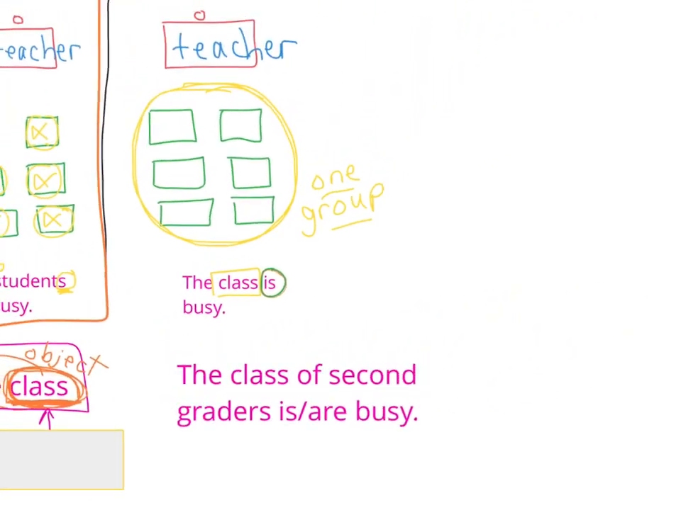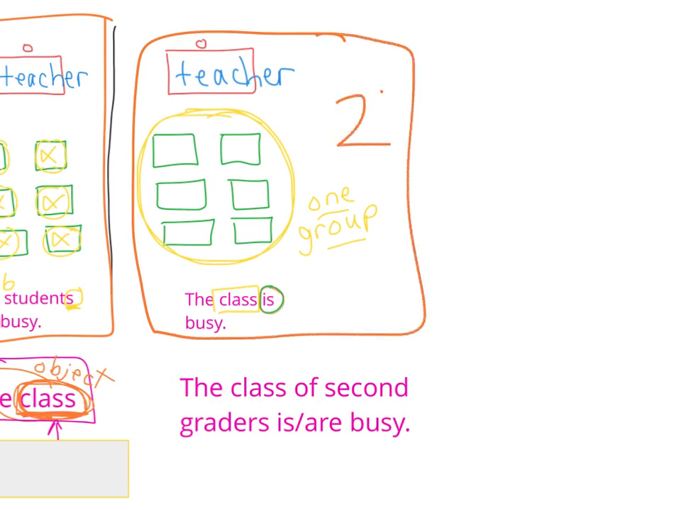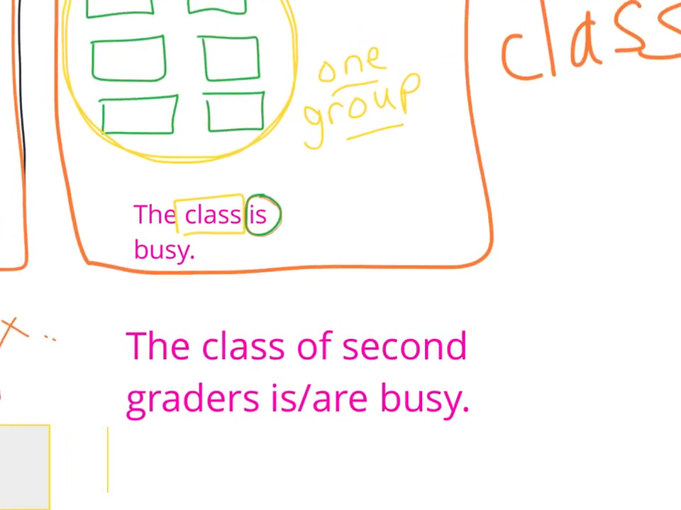Let's look over here at this one. In this room right here, in this room, we have a second grade class. This is a second grade class. And so it tells us in our sentence that the class of second graders is or are busy. How can we choose if it should be is or are? Well, if we look at the word that comes right before it, we're going to say, ooh, look at that S. This should be are.